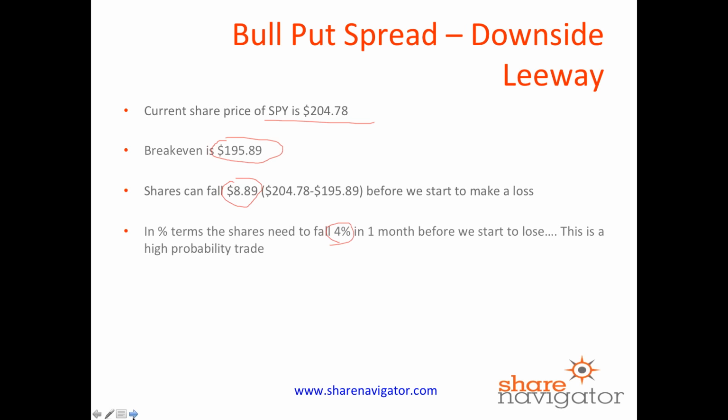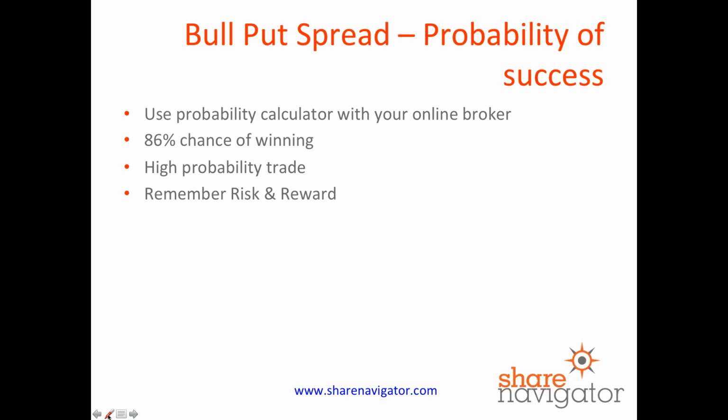And this brings us into the next section, which is probability of success. So any good brokerage house will have a probability calculator which you can use. Now, in our particular broker, we had an 86% chance of winning. So it's a high probability trade. Now, we still have a 14% chance of losing, but you might be thinking, oh, they only made $11 per contract. We might do 5 or 10 contracts of that particular transaction and have an 86% chance of winning 5 times 11 or 10 times 11. And that's a high probability trade for this particular underlying, which is SPY.